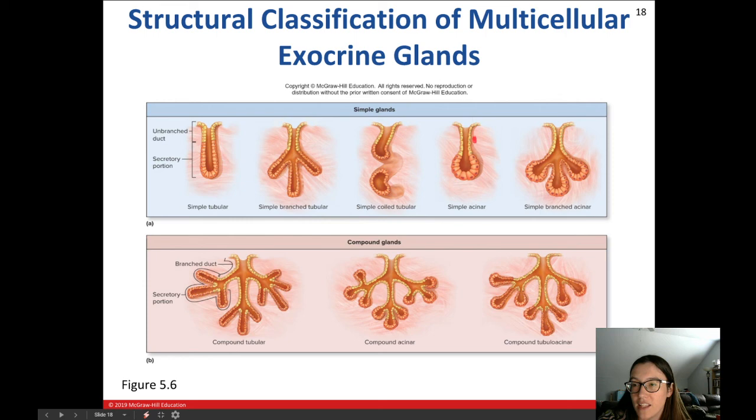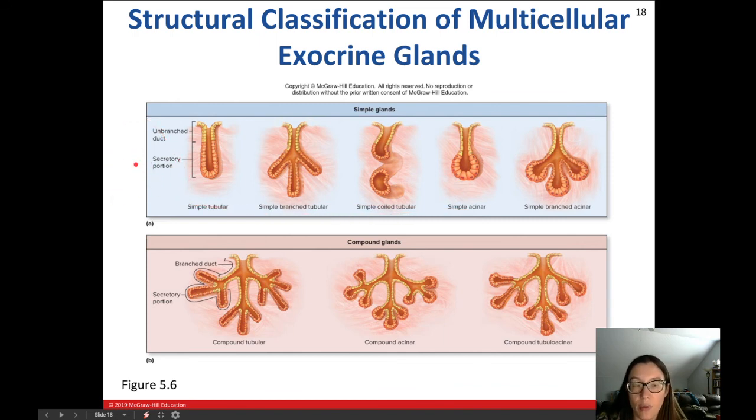Now, an acinar is another one where the duct part is rather narrow, but then the acinar part kind of bulbs out. And so these cells, the secreting cells, are a little bit bigger. And then we can have this simple branched acinar, which once again, the duct doesn't branch, but the secretory portion does. I'm not really concerned that you know the anatomic classifications.